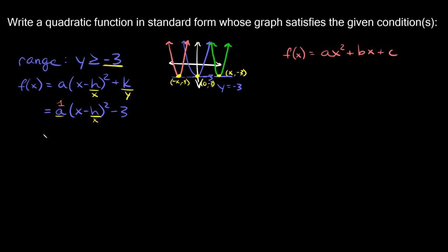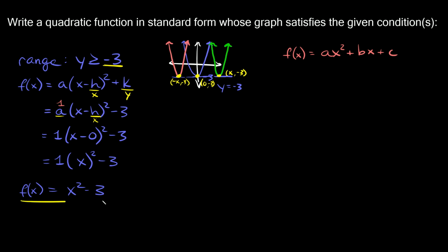So then this is going to be equal to 1 times (x minus 0) squared minus 3. Okay, and now we can simplify this again. So this is going to be equal to 1. Now x minus 0 is just equal to x. And then we're going to put our exponent squared and then -3. Okay, and then 1 times x squared is simply equal to x squared, right? So then this is equal to x squared minus 3. Okay, so this is as simplified as we can get this, right? So this is now in standard form. So f(x) is equal to x squared minus 3.